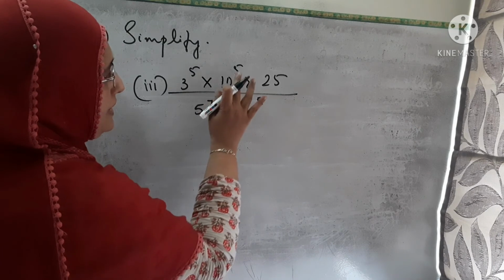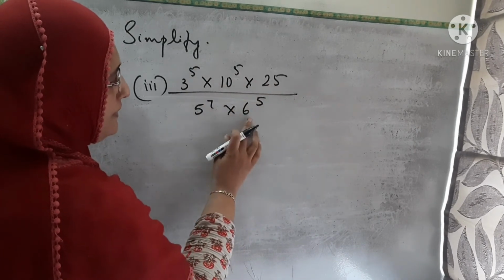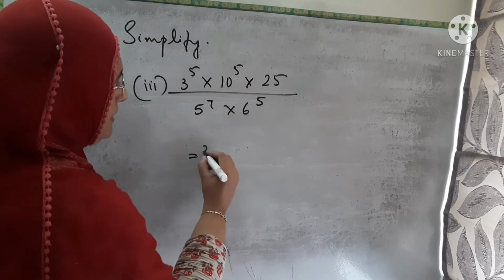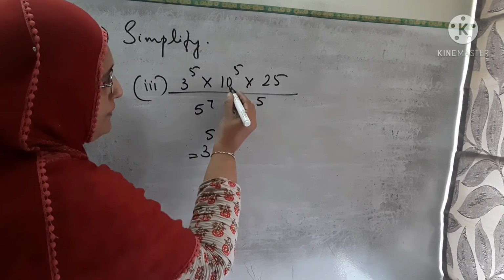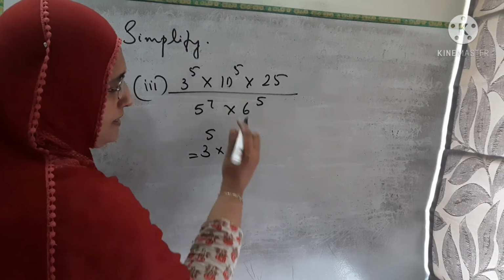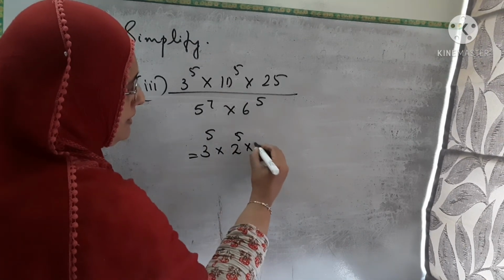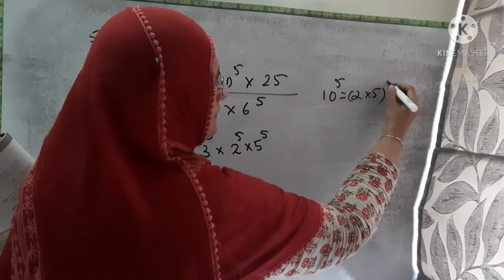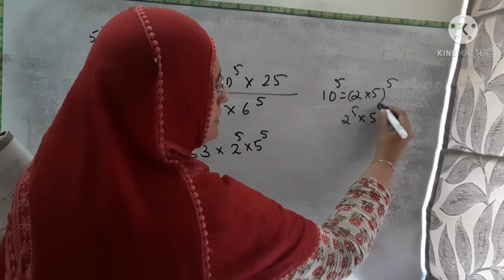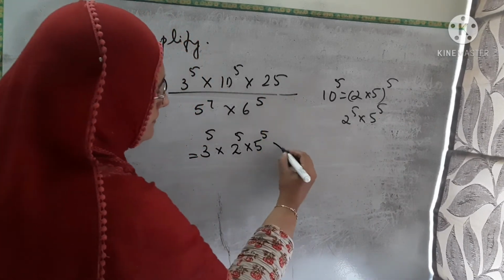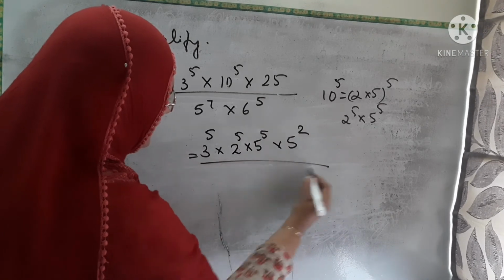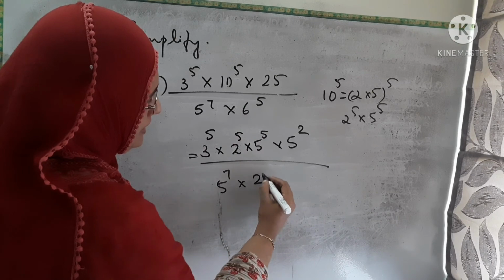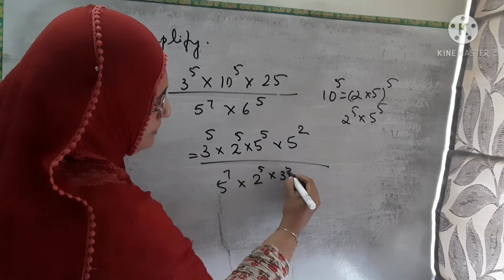Next is 3 raised to 5 into 10 raised to 5 into 25 by 5 raised to 7 into 6 raised to 5. So first we split the numbers which is possible. 3 raised to 5 stays itself. 10 raised to 5: 10 you can write as 2 into 5, isn't it? So it becomes 2 raised to 5 into 5 raised to 5. The next, 25 is 5 square, by 5 raised to 7. 6 is 2 into 3, so 2 raised to 5 into 3 raised to 5.